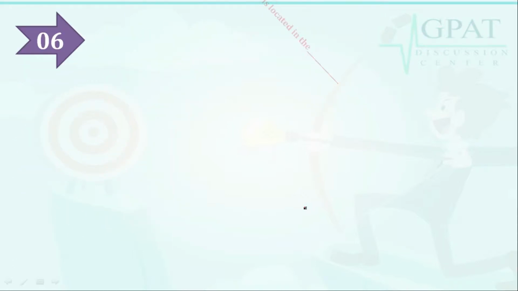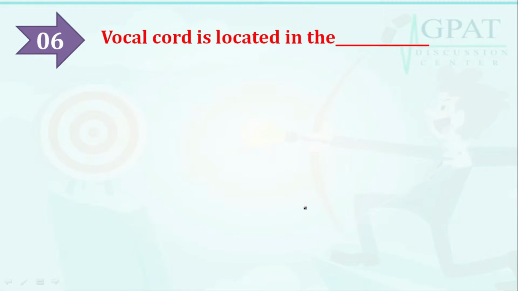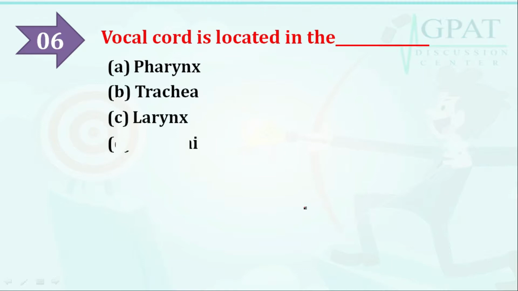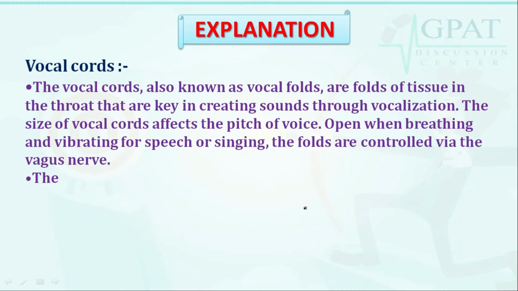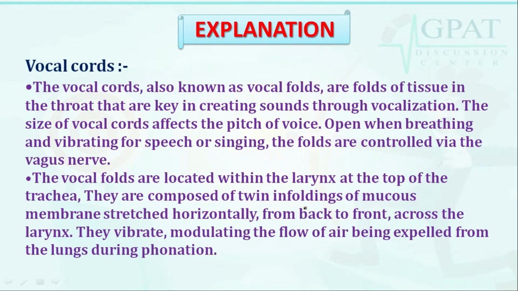The next question is: the vocal cord is located in the, and the options are: option A is pharynx, option B is trachea, option C is larynx, option D is bronchi. The correct answer is that the vocal cord is located in the larynx. So just learn about the vocal cord. Here we have a detailed explanation.